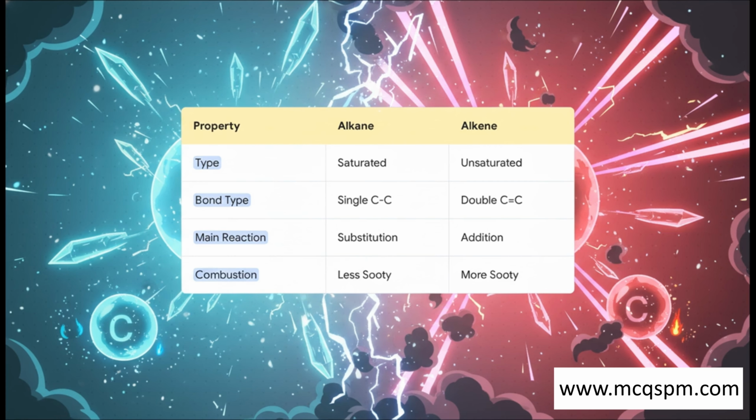You'll notice alkenes are more sooty. And why is that? Well, it's because alkenes have a higher percentage of carbon in them. So when you burn them, they don't always burn completely, and that leftover carbon, that's the soot you see.